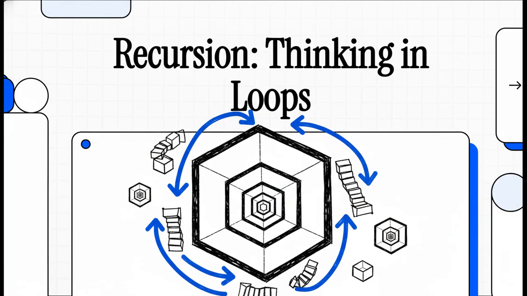Have you ever run into a problem that's so complex the only way to solve it is to, well, ask for the answer to a slightly simpler version of the exact same problem? It sounds kind of like cheating, right? But it's actually one of the most powerful and elegant ideas in all of computer science. Okay, let's dive into this mind-bending concept, recursion.